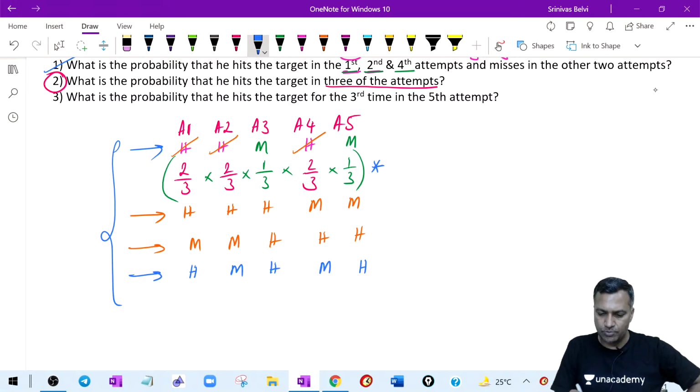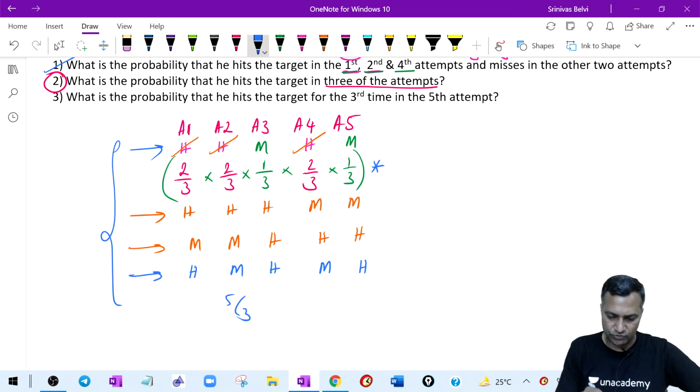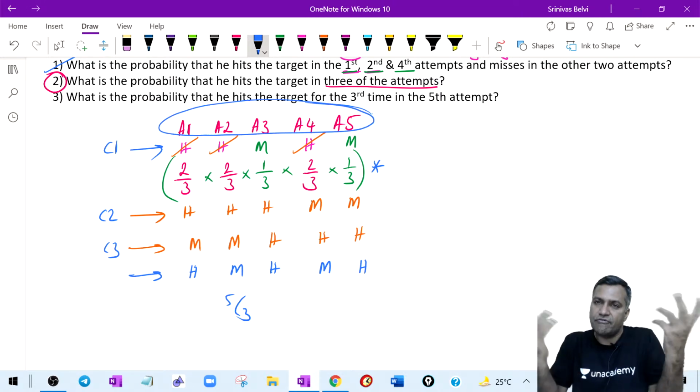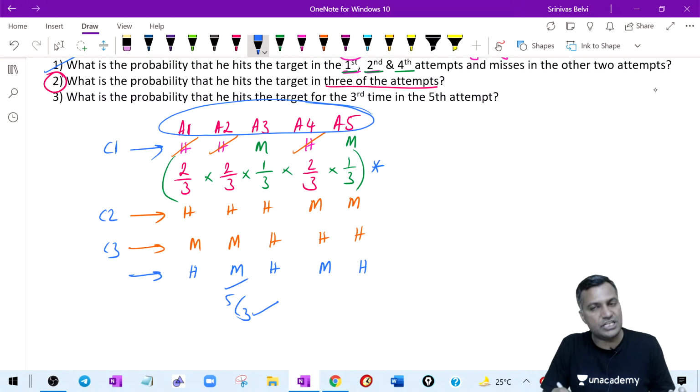Then you say that this permuting can be done in 5C3 ways. What is 5C3? 5C3 is nothing but 10 cases. This is one case, this is the second case, this is the third case. This 5C3 stands for: there are 5 times he is taking aim. Figure out which 3 he hits out of these particular 5.